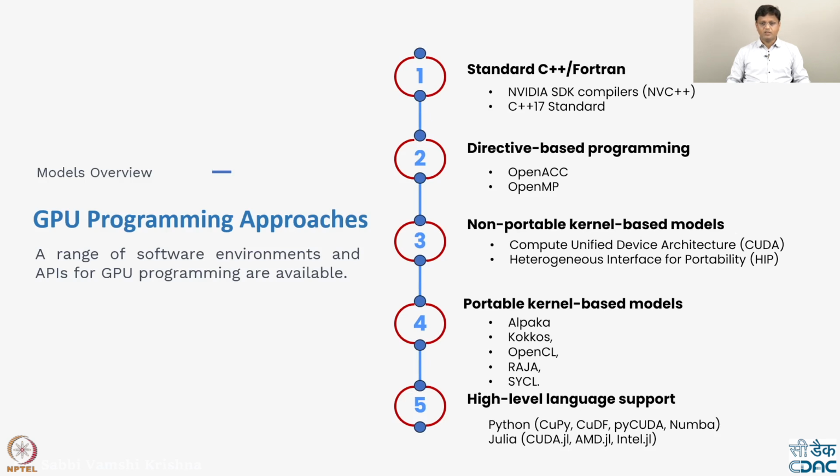The second approach is directive based programming. As the name suggests, directives are provided to the compiler, and the compiler identifies those directives and finds that a particular portion of the program or code is to be offloaded to the GPU. In this category there are two approaches: first is the OpenACC programming model, and second is the OpenMP programming model, available to program the underlying GPUs.